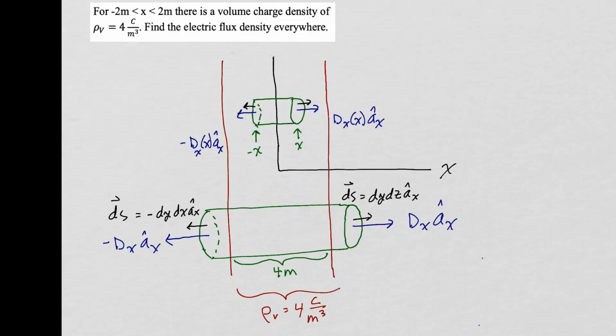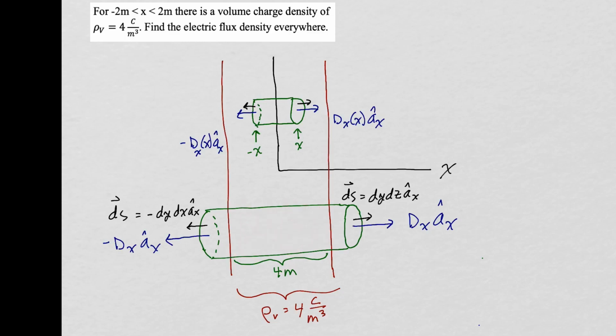We will need two Gaussian surfaces, one when x is less than 2 meters and one where x is greater than 2 meters. So when x is less than 2 meters, as x increases, the amount of charge enclosed will increase. And once x is greater than 2 meters, the amount of charge enclosed will have a fixed value.